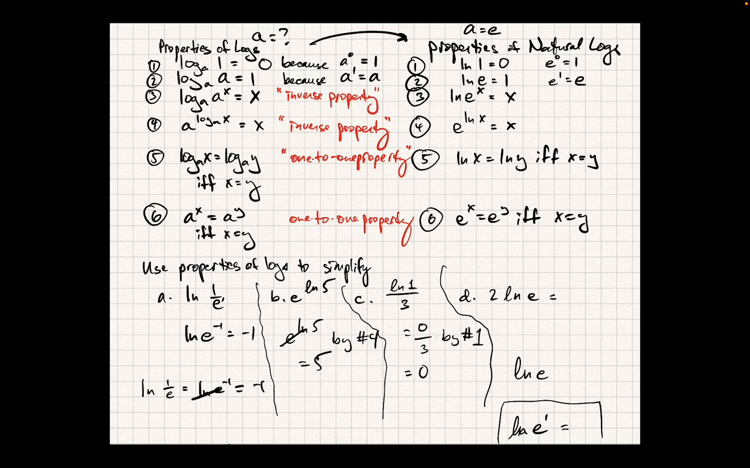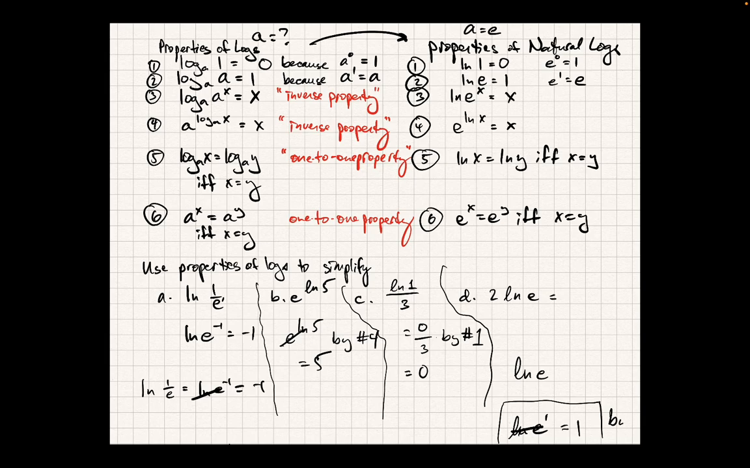Natural log and e. Do we scratch out the entire thing? Not the entire thing. Do we scratch out ln e? Yep. And we leave the e to the? No, the e to the part goes away. We're just left with whatever that x was in the exponent. Is it 1? Yep. Good stuff.